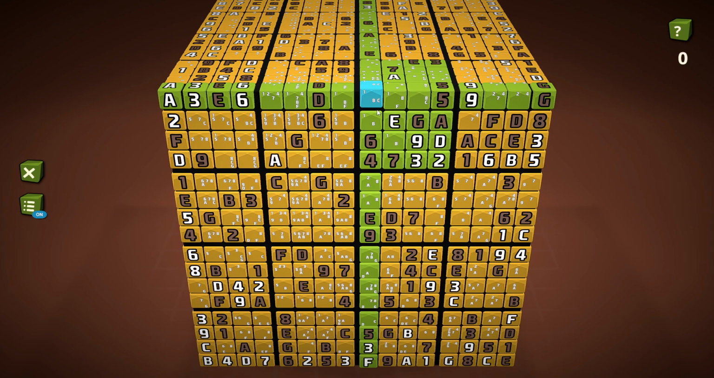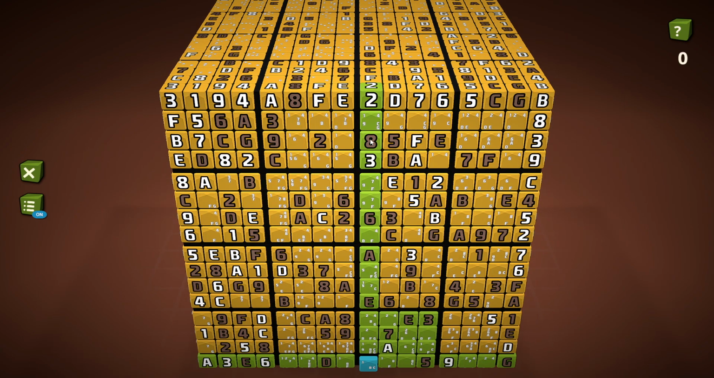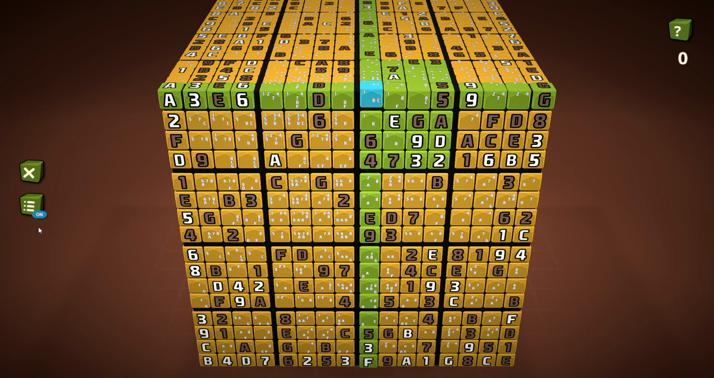Yes, you do. This should be the C. It has to be the C. This can't be an 8, this is an 8 up there. Which means this is C. That's the 8. Which means this is the F.